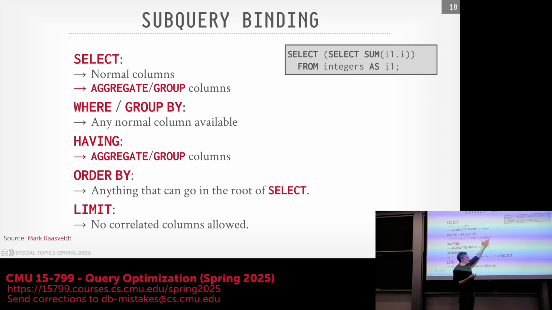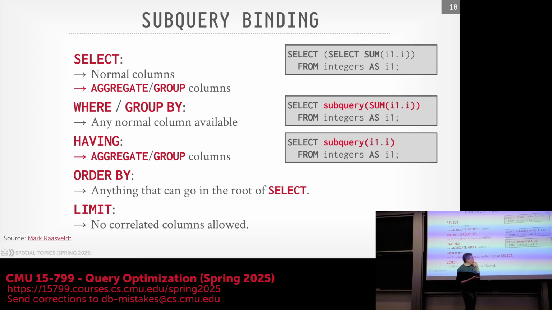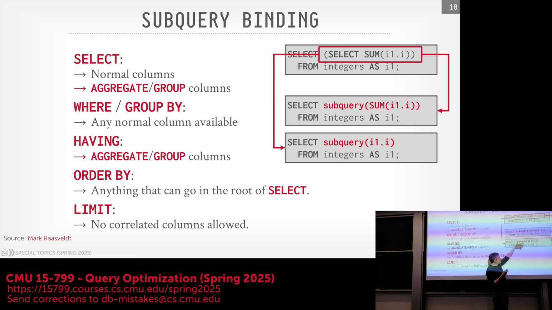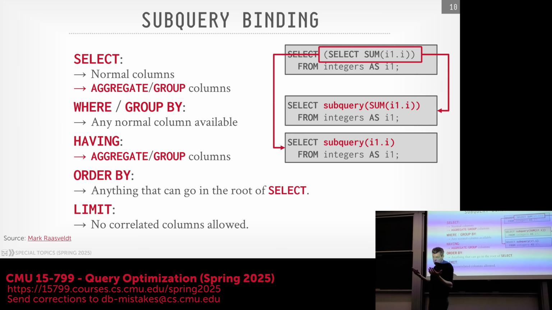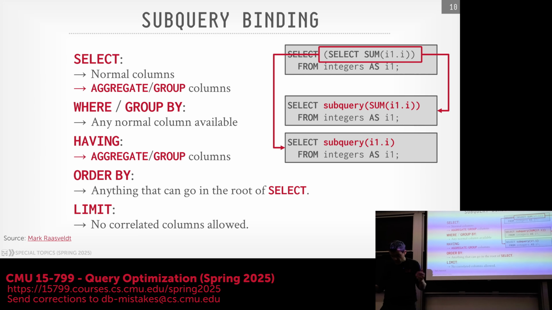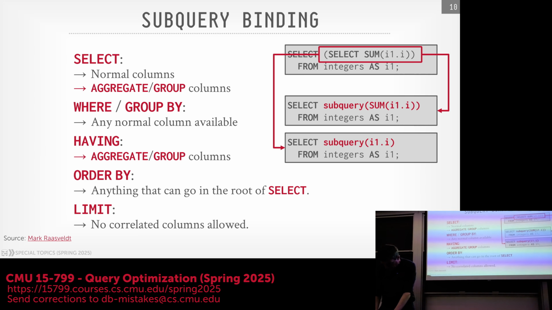So there's actually two ways to think about this. If you think of the nested query, select sum I1.I, as a subquery, then the question is what is actually being passed in. Are you computing the aggregation first and then passing that into the subquery, or is the subquery actually going to be doing the aggregation? There are two technically correct interpretations of this, and which one is used depends on how it's implemented.